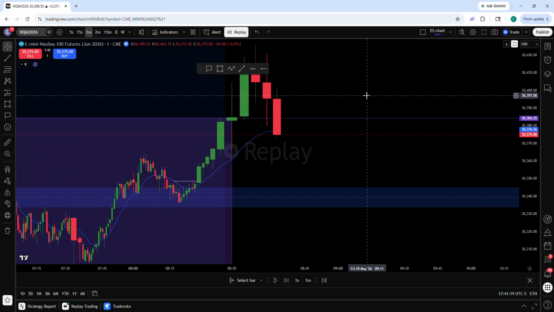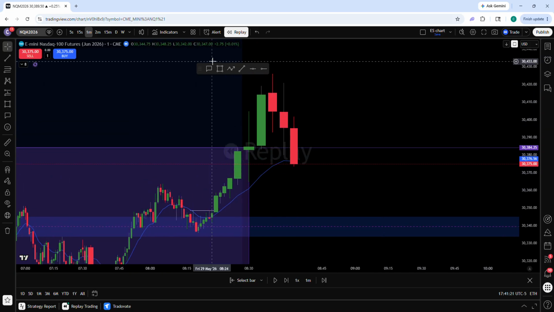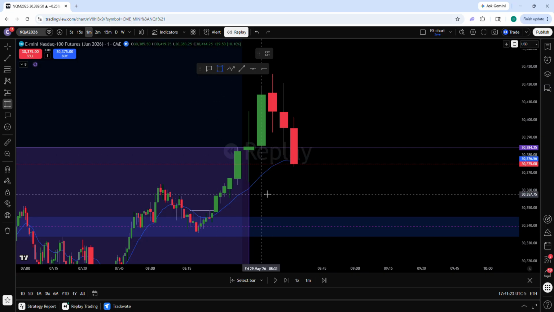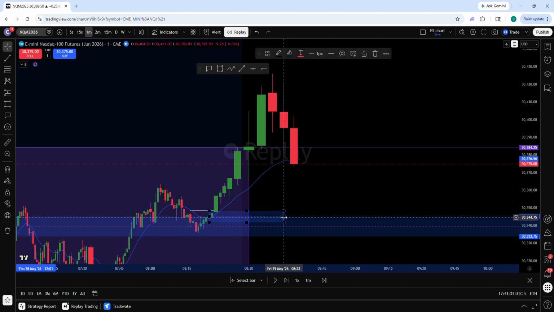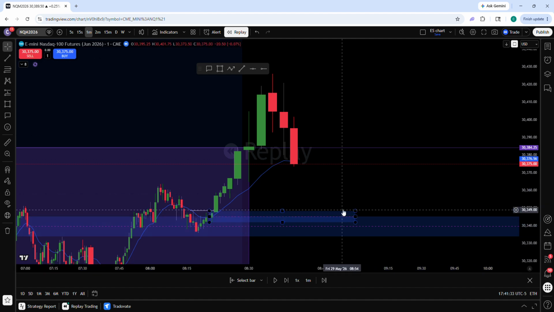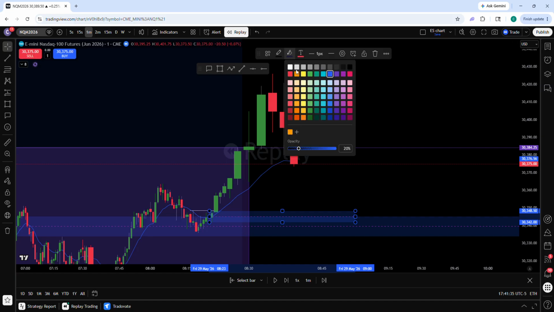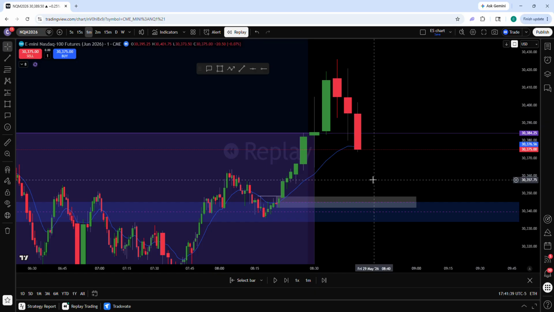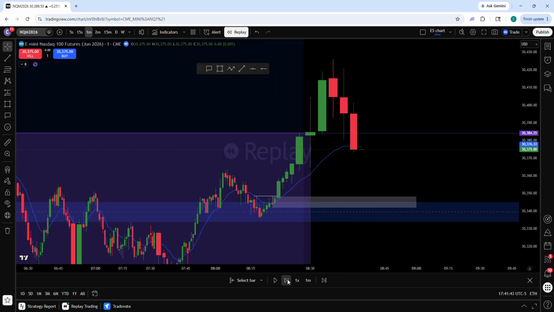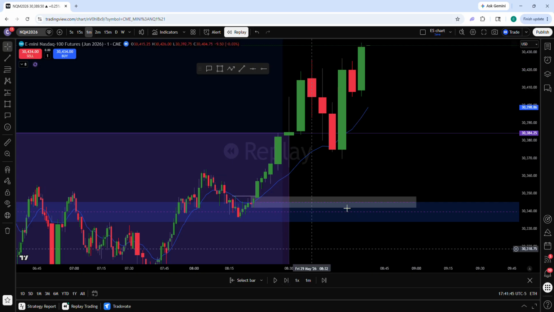So, you're getting a pullback right here. But in this case, I would be looking at this low way down here. And we're going to change that to white. Now my zones will all be white. Okay. So, let's play this and see what happens.